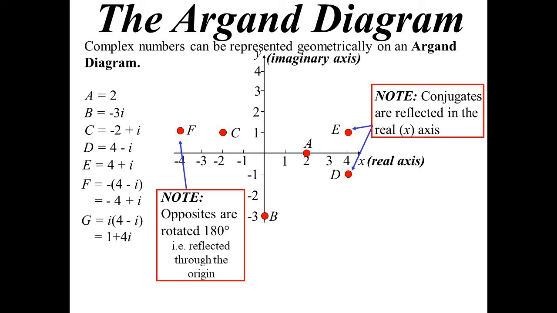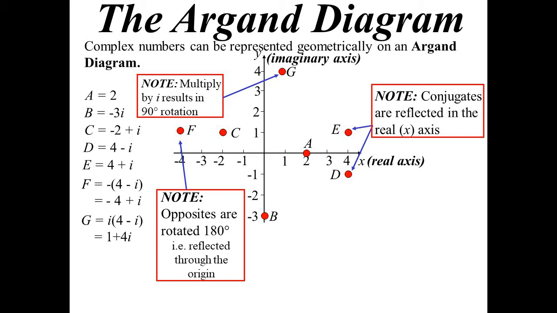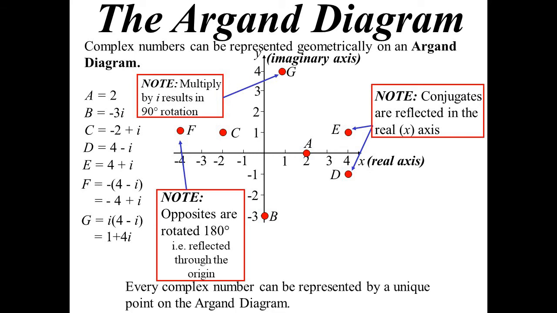If I was to multiply it by i, then it becomes 1 plus 4i. And so now if we look at the relative position of G that we just plotted there, you'll see it's still a rotation. But this time instead of 180 degrees, I've rotated by 90 degrees. If you think about that, multiplying by negative 1 is like multiplying by i squared, or 2 rotations of 90 degrees, which is why it's reflected 180 degrees. So every multiplication by i will rotate it 90 degrees. The nice thing about the Argand diagram is every complex number has a unique position.